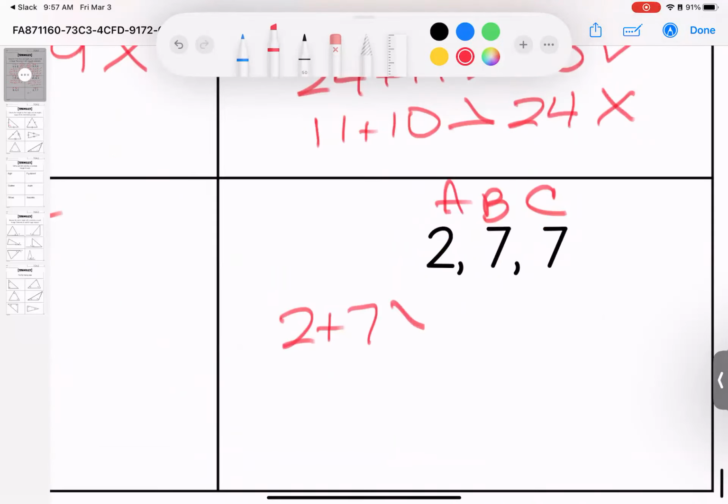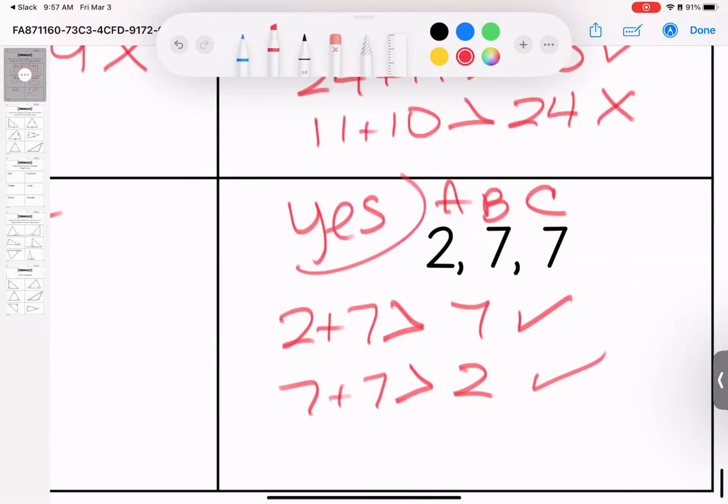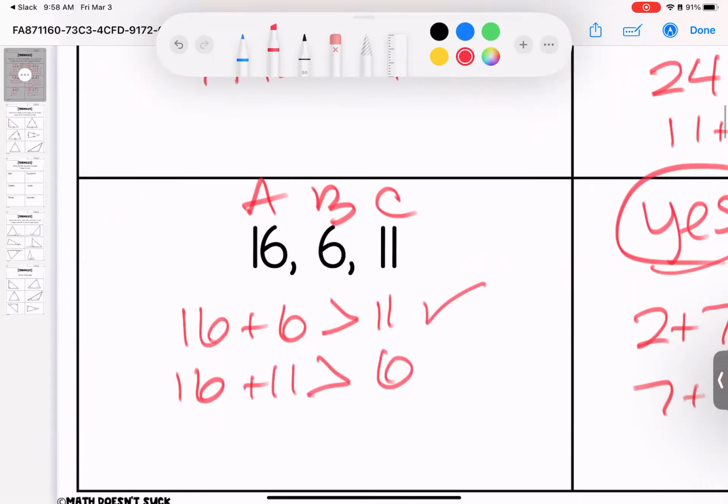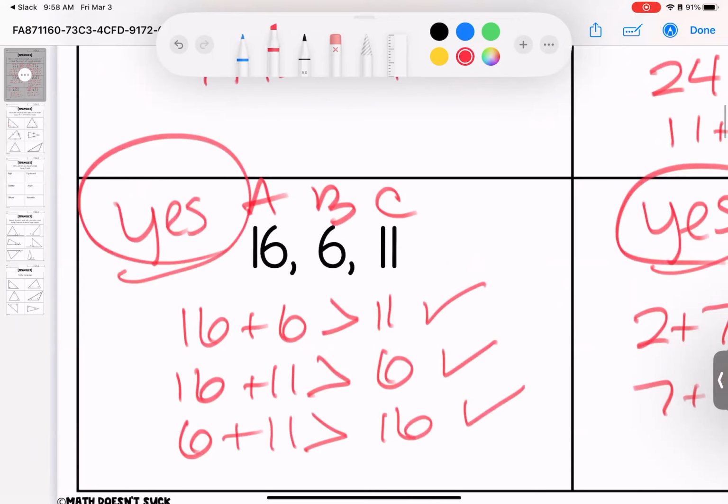2 plus 7 is greater than 7. Yes. We could flip them, but we know that 2 plus 7 is still greater. 7 plus 7 is greater than 2. Yes, these check out. So yes, this is a triangle. Last one, 16 plus 6 is greater than 11. Yes. 16 plus 11 is greater than 6. Yes. 6 plus 11 is greater than 16. Yes, this would make a triangle.